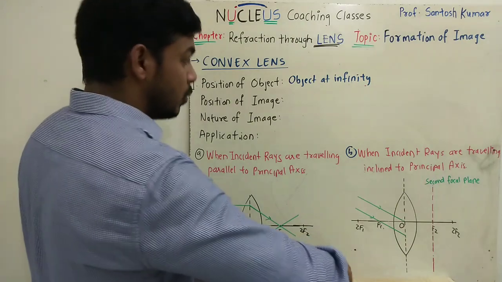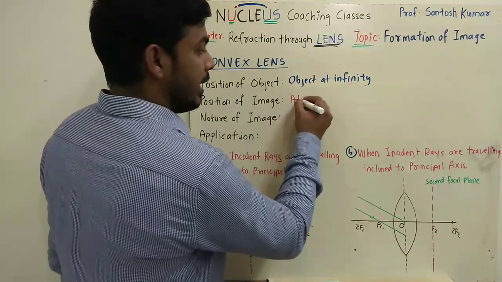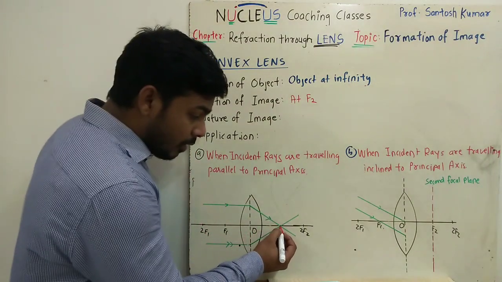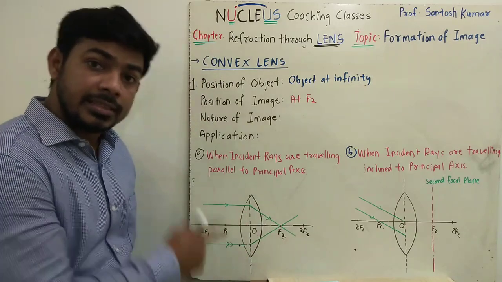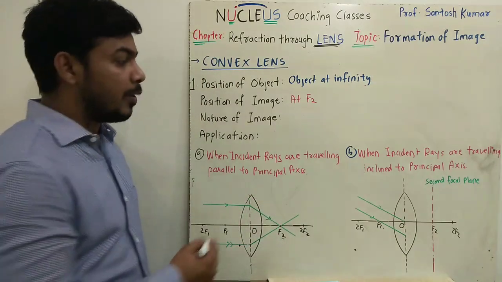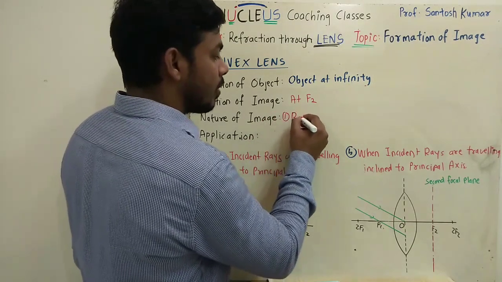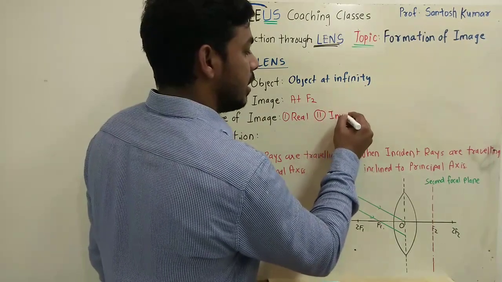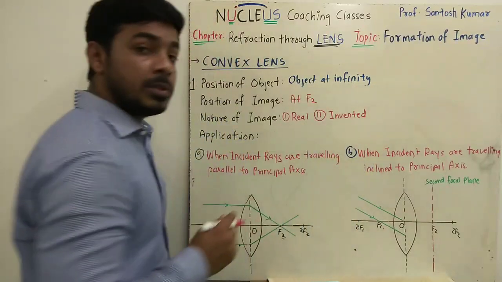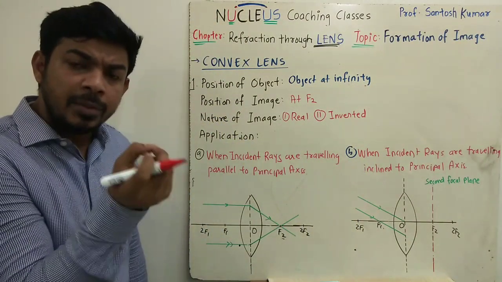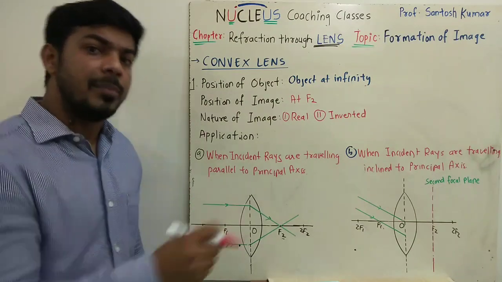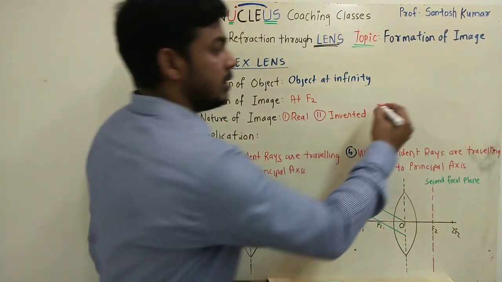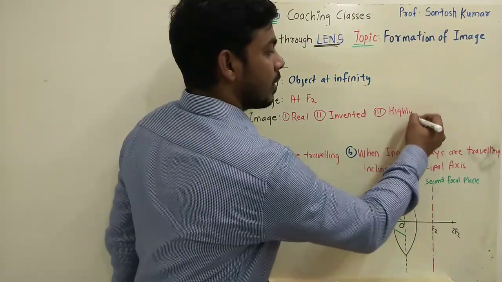So if I talk about the position of the image, it is obtained at F2, right? If I talk about the nature of the image, tell me, the image is formed due to actual intersection, isn't it? The rays are actually intersecting at this point, so definitely the image will be a real image. And I have already explained to you that a real image is always inverted with respect to the object. Since here the image is a point image, it is highly diminished, or diminished to a point. I would better say, since the image is a point image, it is highly diminished.